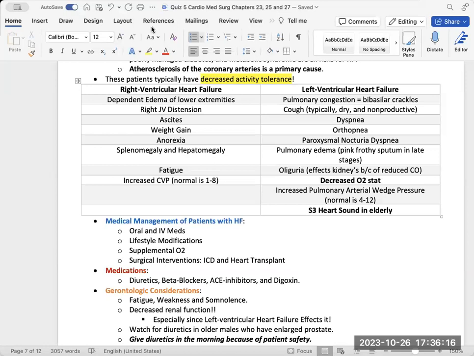So without further ado, left-sided heart failure. I want you to think about the anatomy of the heart, right? So when your blood is getting into the superior and inferior vena cava, you're going to have blood go into the right atrium, then into the right ventricle, and then it's going to go into that pulmonary trunk, and then into the pulmonary arteries, which carry that deoxygenated blood to the lungs.